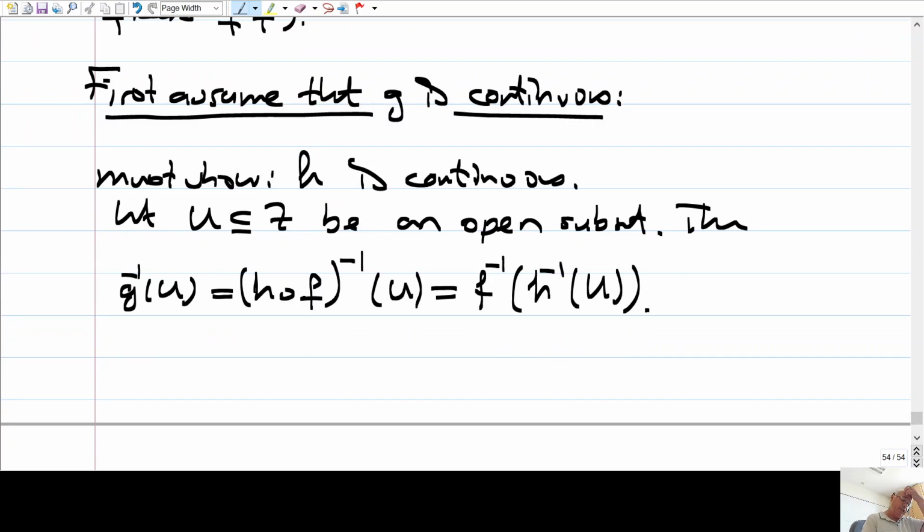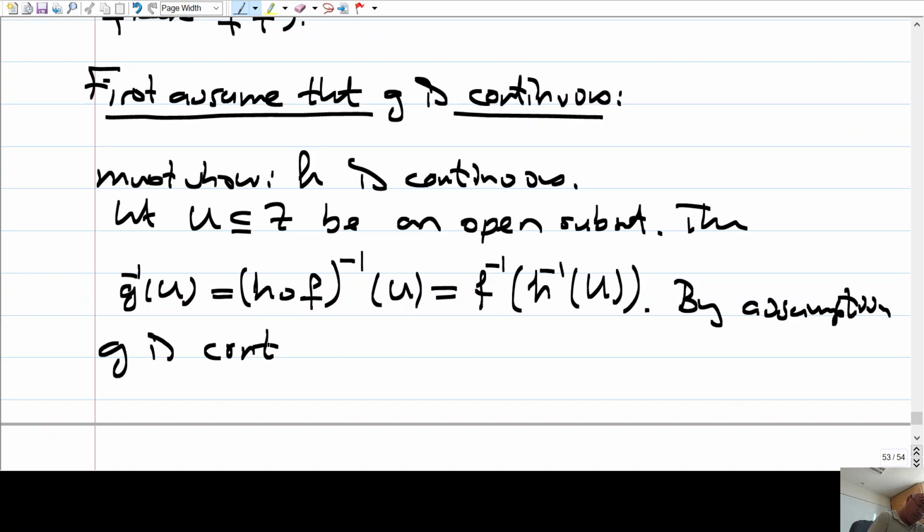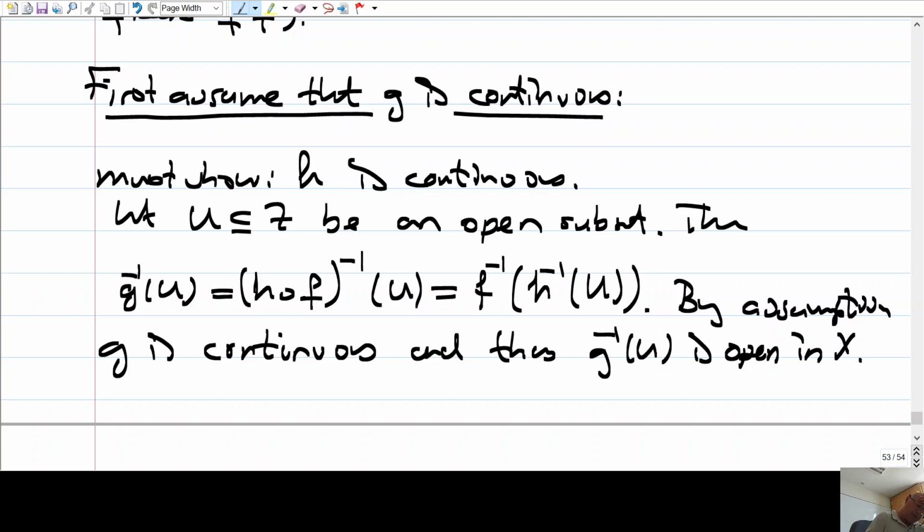and what we know is that we assume that G is continuous. So by assumption, G is continuous, and thus G inverse of U is open in X. But then let's see what we have. I have this set, and its inverse image under F is open in X, right? Because it is equal to this one, and this set is open in X.